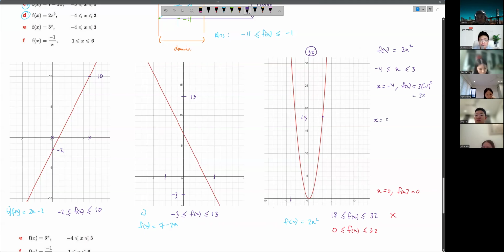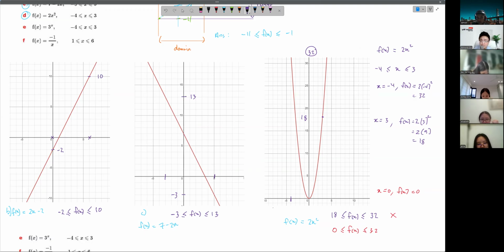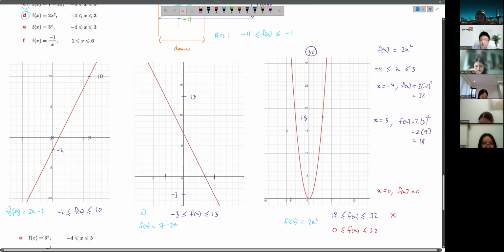So when x equals 3, fx equals 2 times 3 squared equals 2 times 9 equals 18. So the smallest x is -4, which gives us fx 32. The biggest x is 3, which gives us fx is 18. But your range is not 18 and 32. It's 0 to 32. So you need to look at the graph to see where is the lowest point. You cannot base on the smallest x and the highest x like this. It doesn't work on all the questions. So you need to be careful.